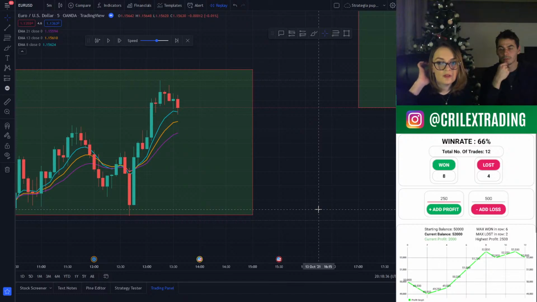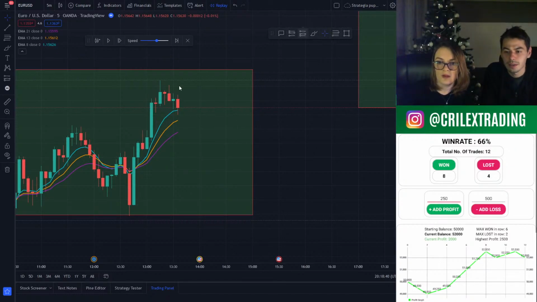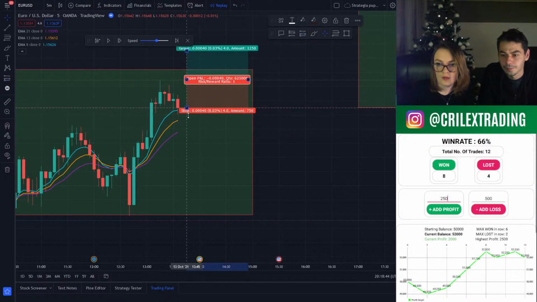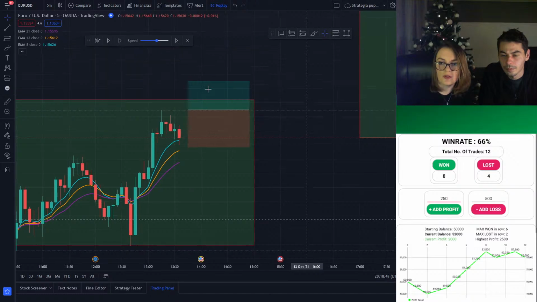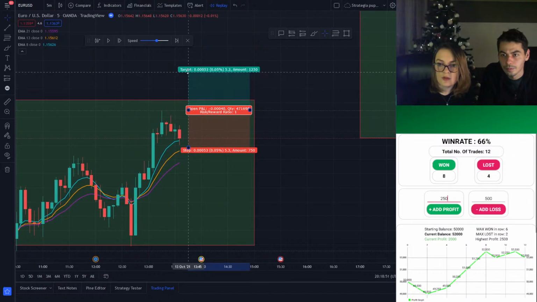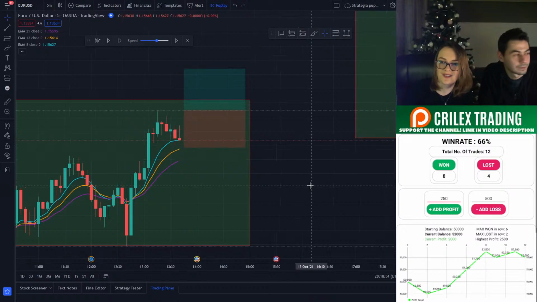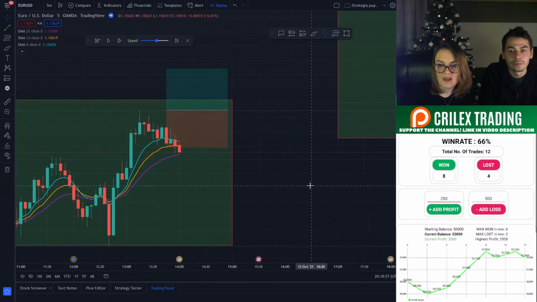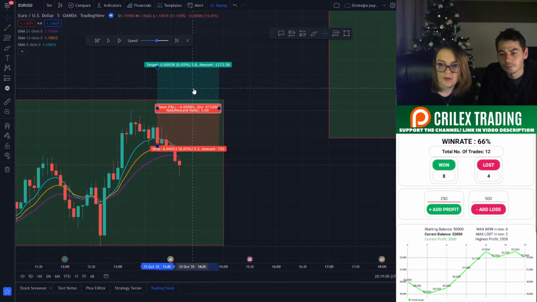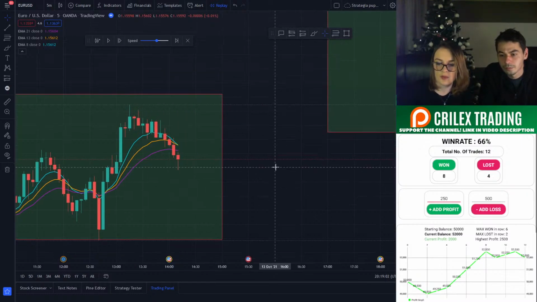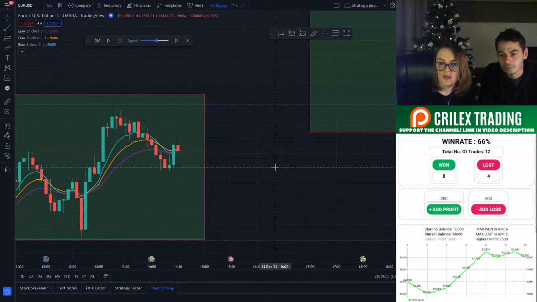But we've got a retouch here, so I'm going to put another pending. Yep, this is a nice valid entry. The first target will be 1 to 1. Okay, and actually I have to cancel this pending order because the candles go through the purple EMA.